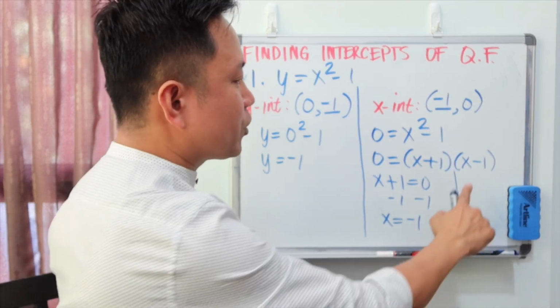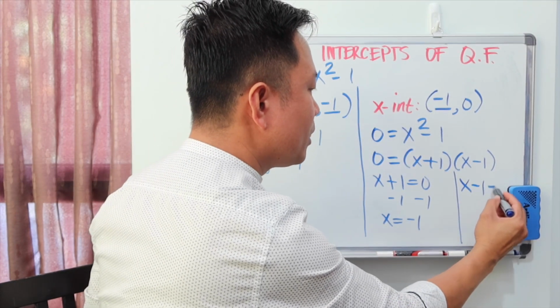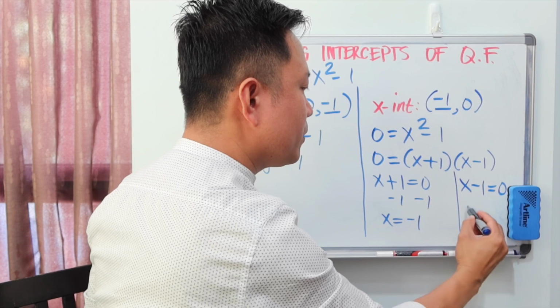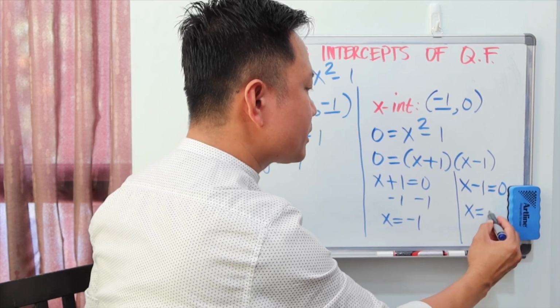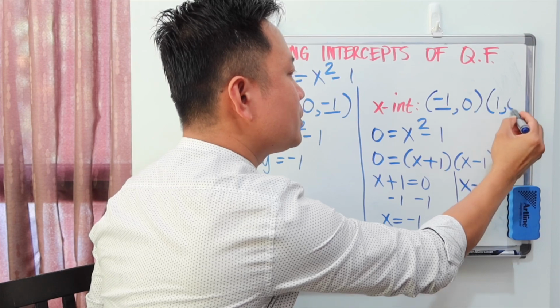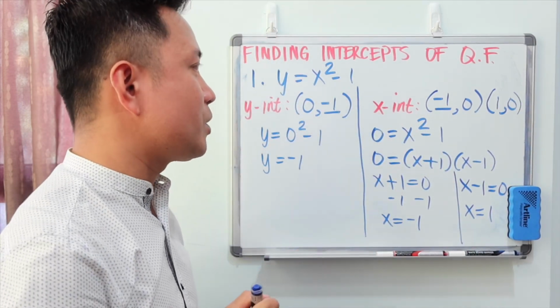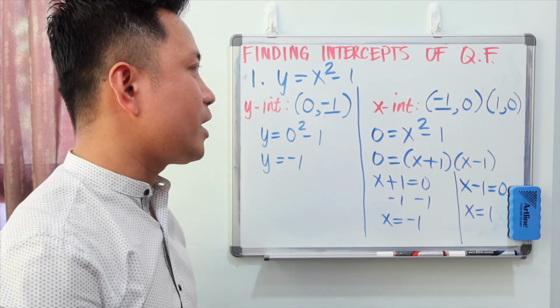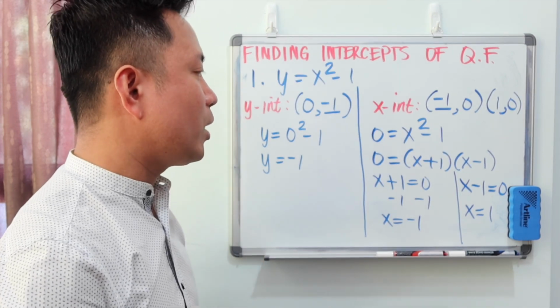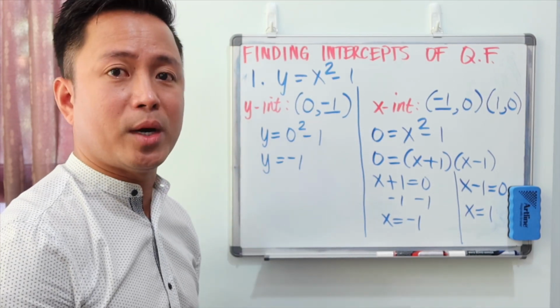The second factor is x minus 1. So again, using the zero product property, we have x minus 1 equals 0. And our second x-intercept is at 1, 0. So this quadratic function y is equal to x squared minus 1 has two x-intercepts, negative 1, 0, and 1, 0. And the y-intercept also is 0, negative 1.